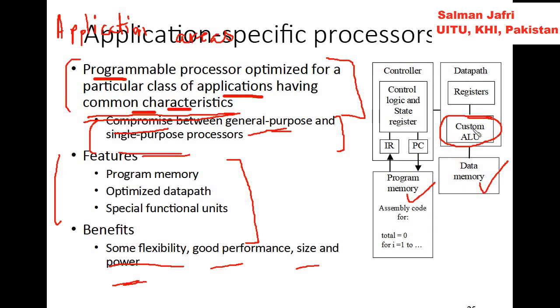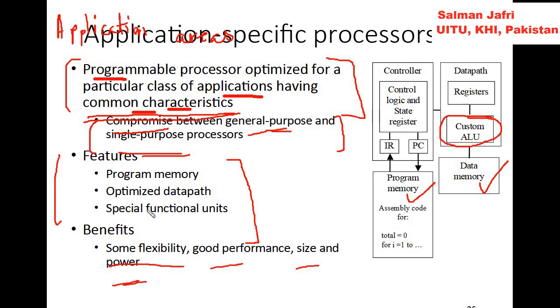Like I mentioned before, there's a custom ALU designed to carry out certain specific operations very fast, for example multiply and accumulate instructions. So it's basically a compromise between general purpose and single purpose processor. The performance of an application specific processor would be better than a general purpose processor for a specific task. What's the meaning of that? For example, if you have a DSP, it would perform DSP better than a general purpose processor. But of course it would be slower, more power consuming, and bigger than a single purpose processor, because the single purpose processor is the ultimate in design performance.